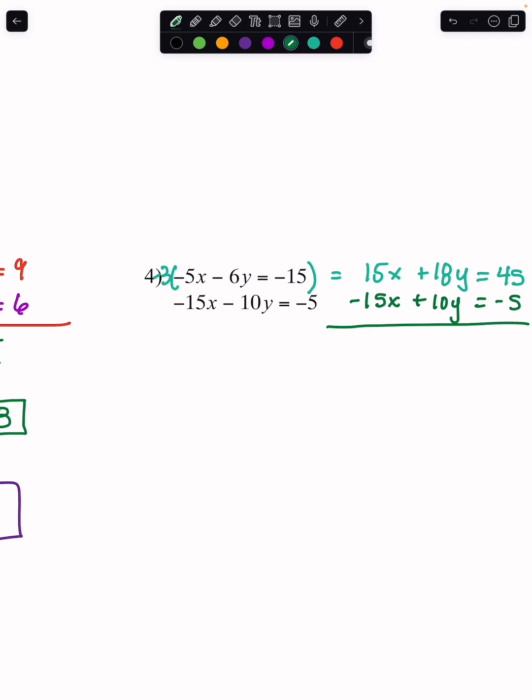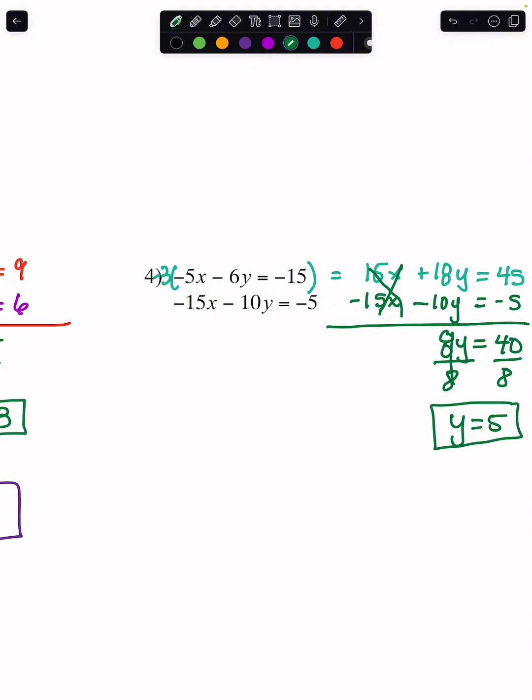I'm going to end up with, oops, I put the wrong sign right here. That's going to go there. 18y minus 10y is 8y. 45 minus 5 is 40. Divide both sides by 8. y equals 5. And then I could choose which equation I want to plug it back into.